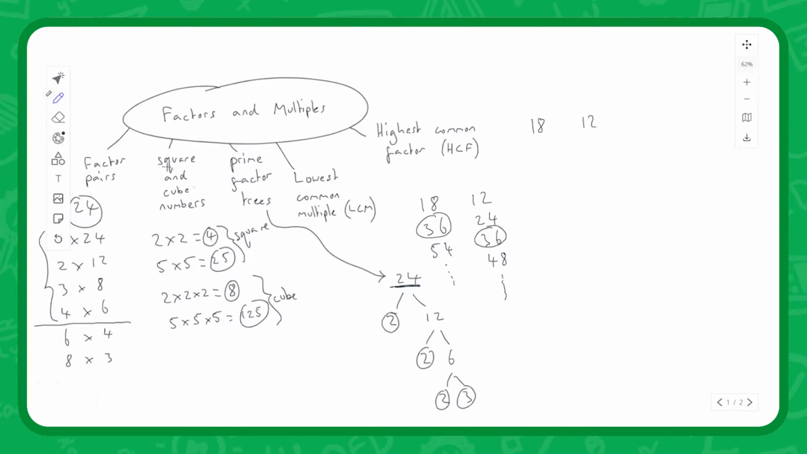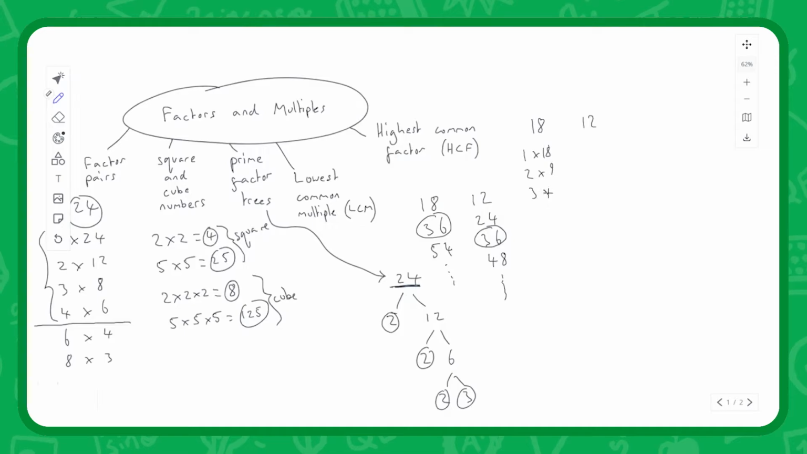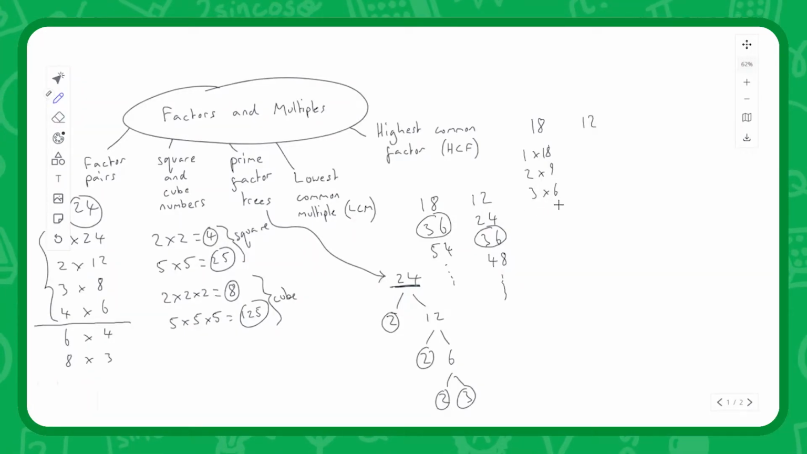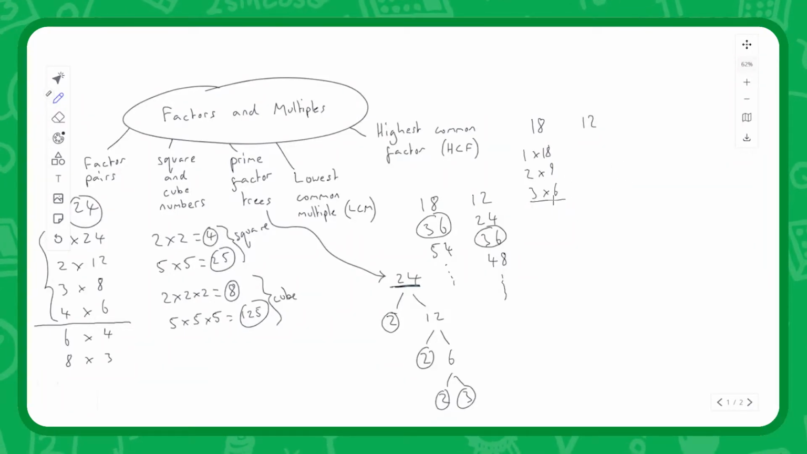And so I could go back to my factor pairs topic, and I could look at the factor pairs of 18 and 12. Well, I know 1 times 18 is 18, 2 times 9 is 18, 3 times 6 is 18. I can't do 4, can't do 5, and then I get to 6, and I repeat what I've just done. Right, that's the mirror line there.